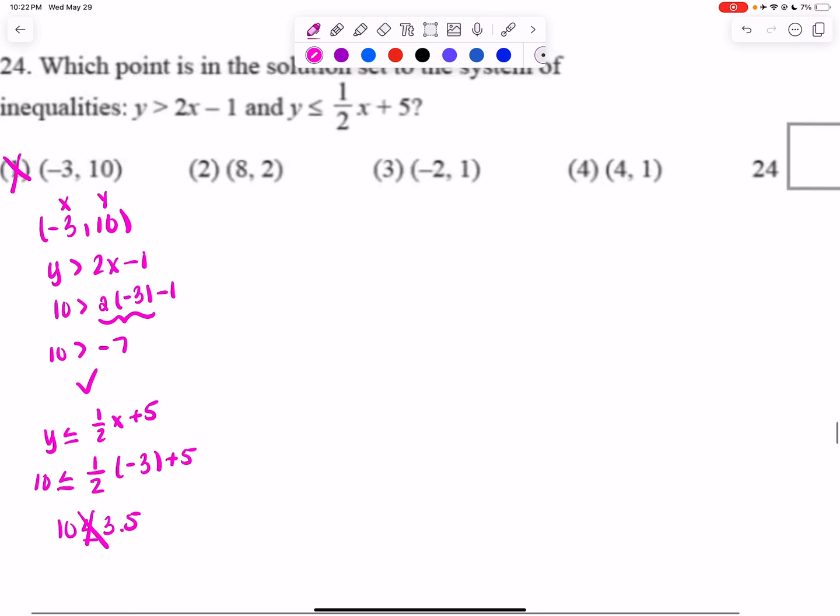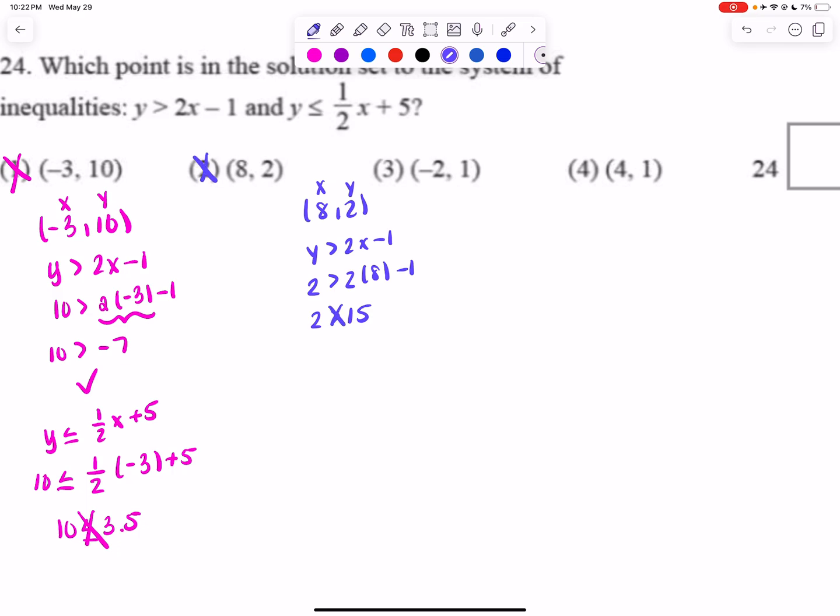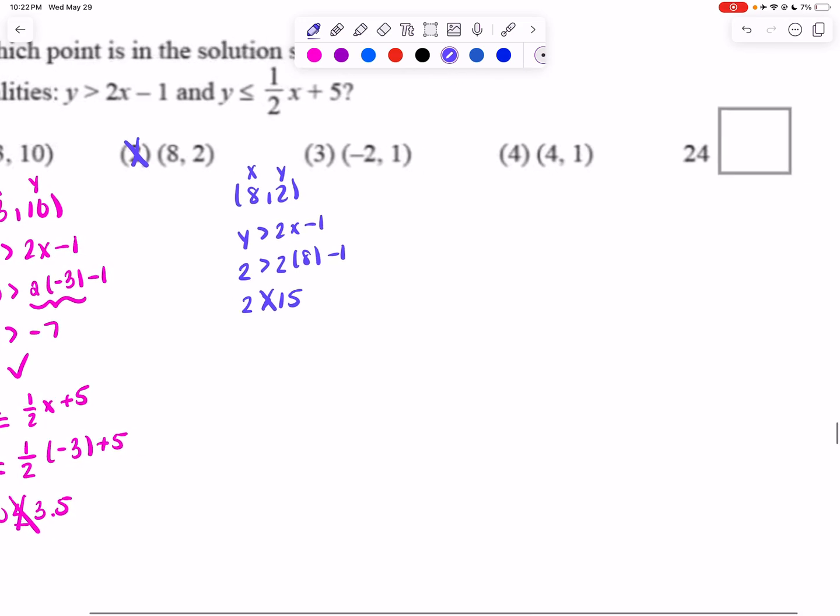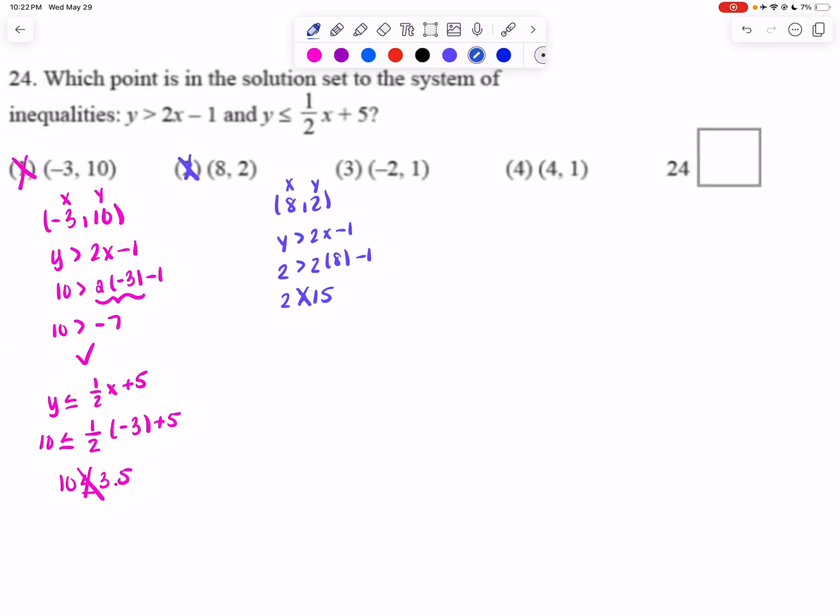Now, we're going to try choice number 2. So in choice number 2, we're dealing with the point 8, 2. 8's my x value, 2's my y value. So if I plug into my y greater than 2x minus 1, I'm going to do 2 is greater than 2 times 8 minus 1. 2 times 8 is 16. 16 minus 1 is 15. And that's not going to be true because 2 is not bigger than 15. It's smaller. So choice 2 is not going to work either.